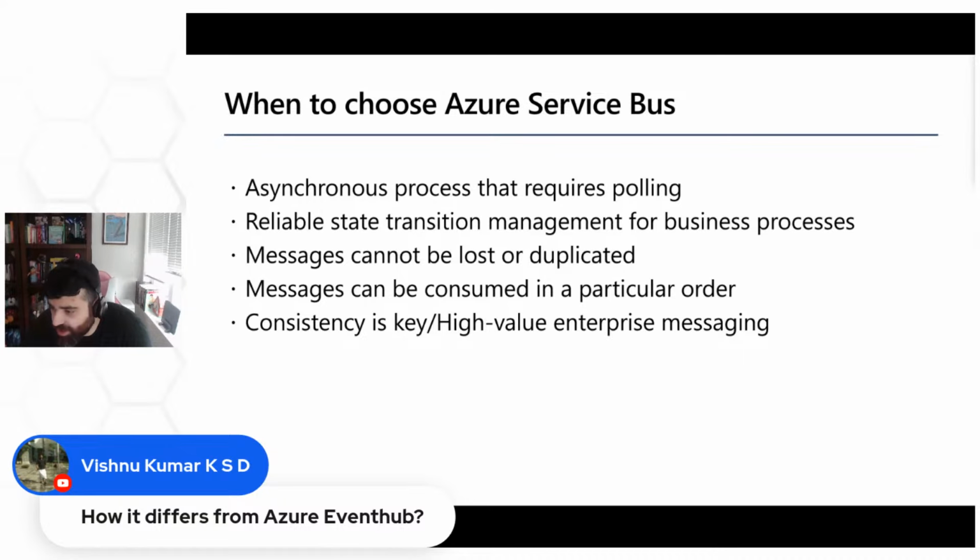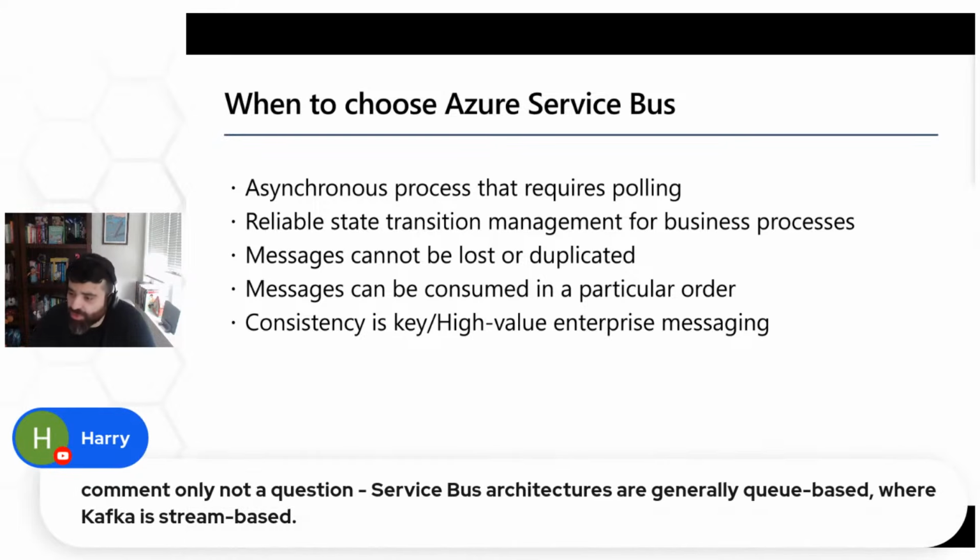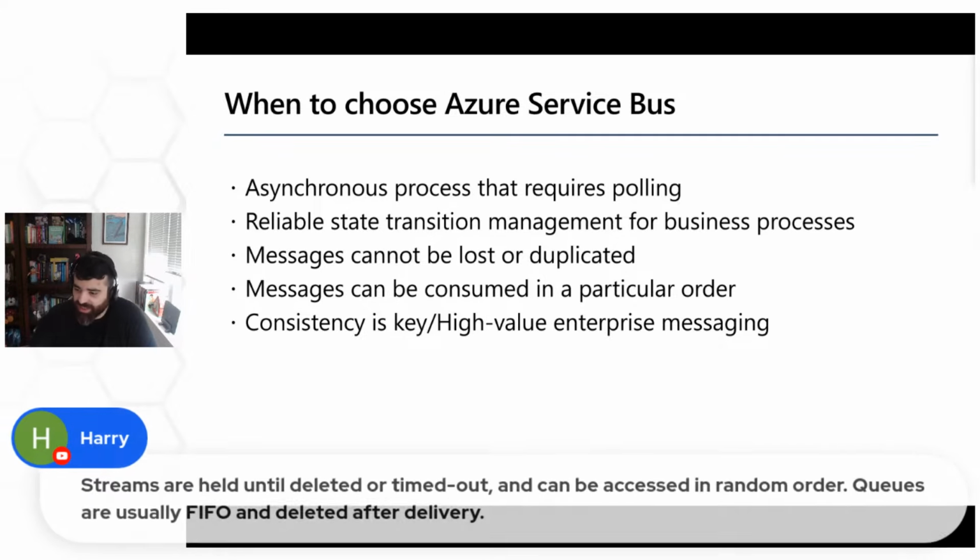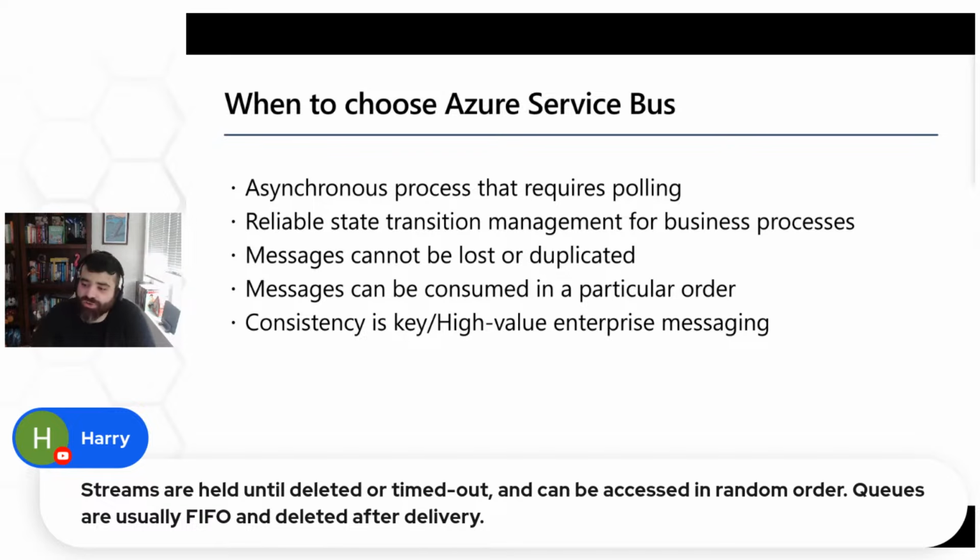Harry has a comment here. Not only a question, service bus architectures are generally queue-based, where Kafka is stream-based, exactly. Streams are held until deleted timeout and can be accessed in random order, exactly. Queues are usually first in, first out. That's a common practice, yes, and deleted after delivery. Yes, those are some of the advanced features that we're going to be talking about. Thank you so much, Harry, for adding this.